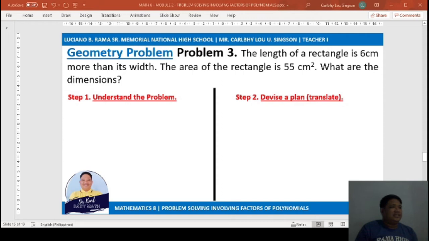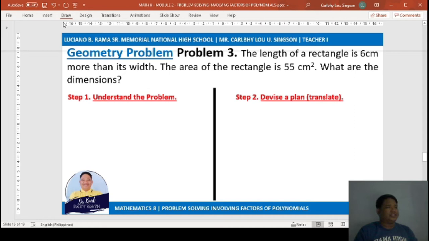Now let us answer problem number 3. This is an example of a geometry problem. The length of a rectangle is 6 centimeters more than its width. The area of the rectangle is 55 square centimeters. What are the dimensions?